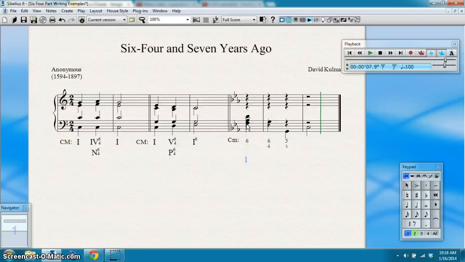So notice I'm going to put the Roman numeral underneath the figured bass, so that our analysis is not the same as the actual music, which is figured bass is a part of the music.